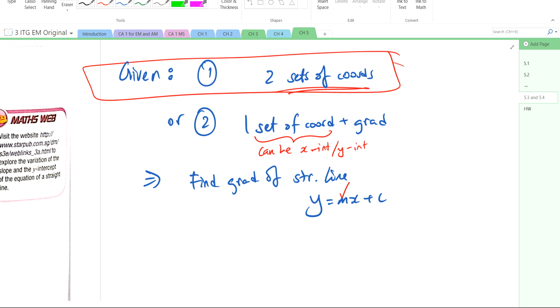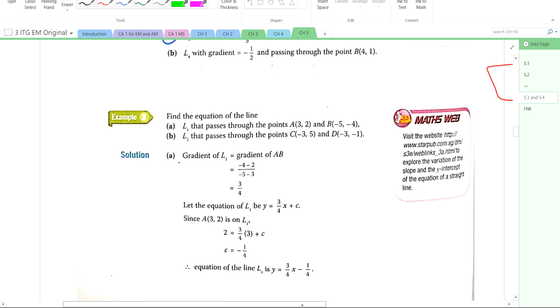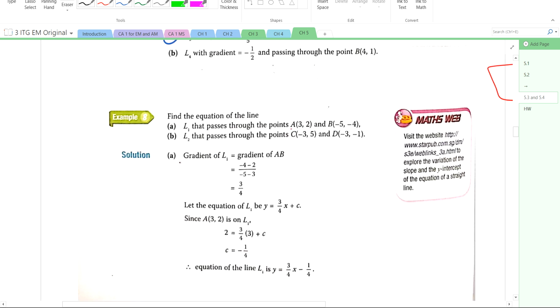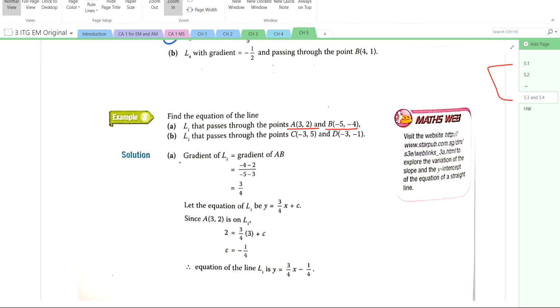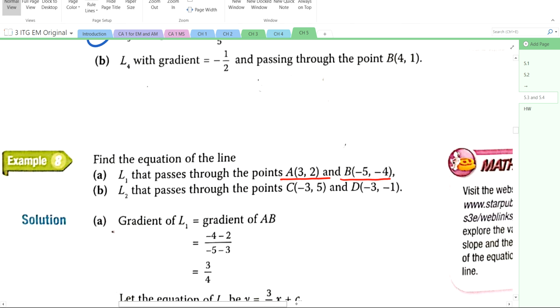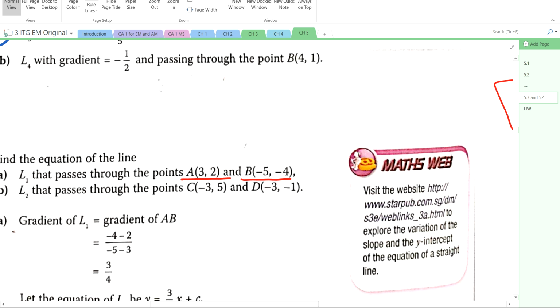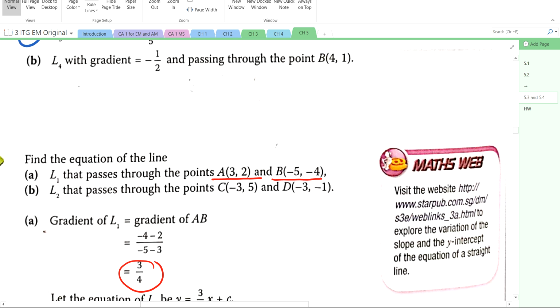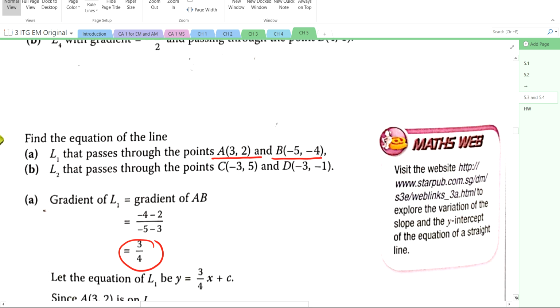Okay, so we'll look at the example right now. Find the equation of a line that passes through this set of coordinates and this set of coordinates. See, two sets of coordinates given to you. You are expected to be able to find the equation. All we need to do is to first find the gradient. Gradient, everybody can do it. Gradient equals 3/4. Don't need to spend time doing that.